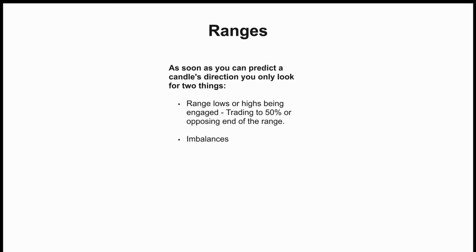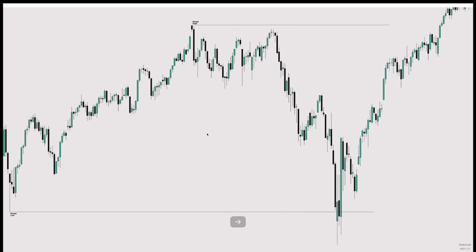As soon as you can predict a candle's direction, you are only looking for two things: range lows or range highs being engaged and trading back to 50% of the new range or the opposing end of the range. You are also looking for price to trade to imbalances. So what does this look like visually?